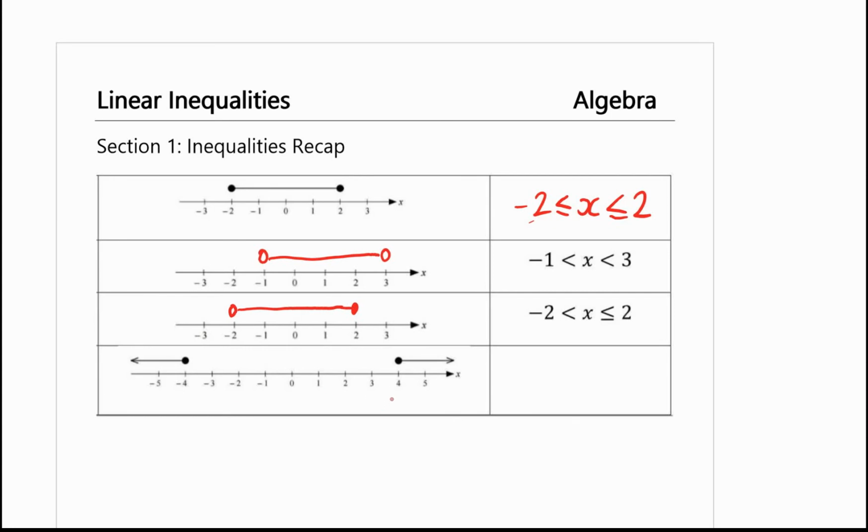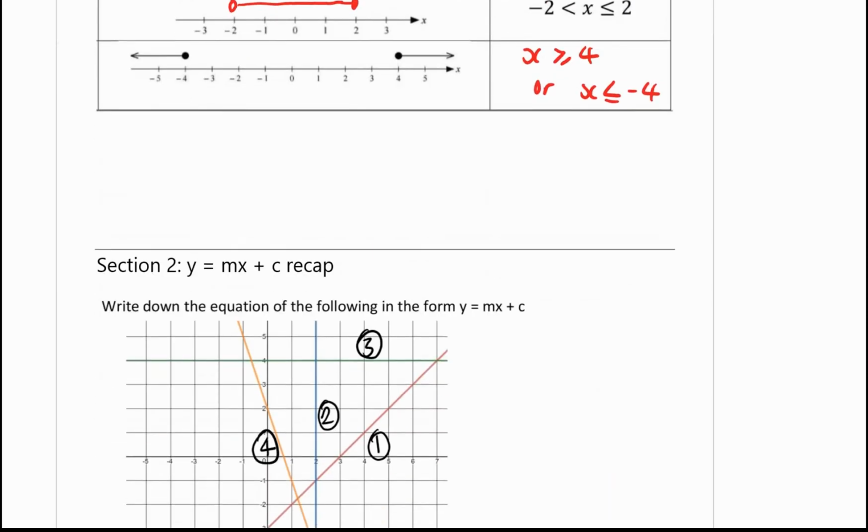Last, a bit of an edge case. Here x can be bigger than or equal to 4, or smaller than or equal to minus 4. The way you have to do this is you have to write it down as two separate inequalities. So you'd have to say x is greater than or equal to 4, or x is less than or equal to minus 4. Okay, that we should know.